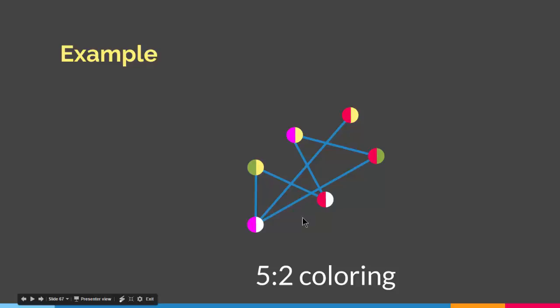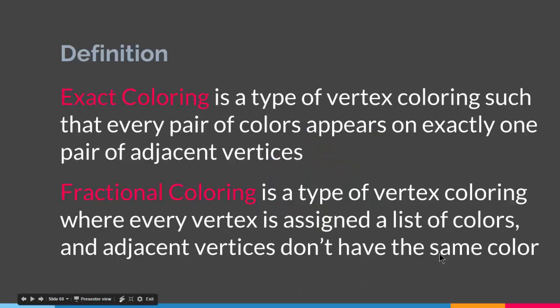So for example, right here we have a 5:2 coloring. If we had divided the vertices into 3, it would be 5:3 coloring. If we had 10 colors, it would have been 10:2 coloring. That is basically fractional coloring. So to look back, exact coloring is a type of vertex coloring such that every pair of colors appear on exactly one pair of adjacent vertices. Fractional coloring is a type of vertex coloring where every vertex is assigned a list of colors and adjacent vertices do not have the same color. And with this, we come to the end of this lecture.